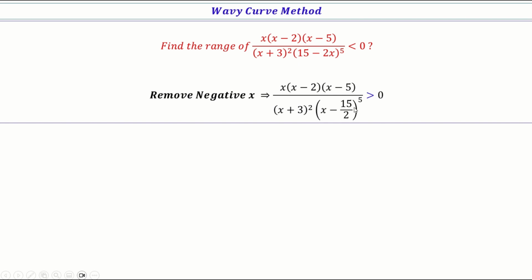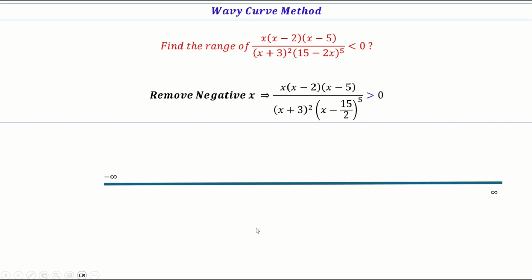This will become (x − 15/2) to the power 5. And a negative sign here actually changed my less than to greater than, because I removed the negative sign, the expression has become greater than. Okay. So first you rewrite it like this, and now you do exactly the same thing you were doing before.